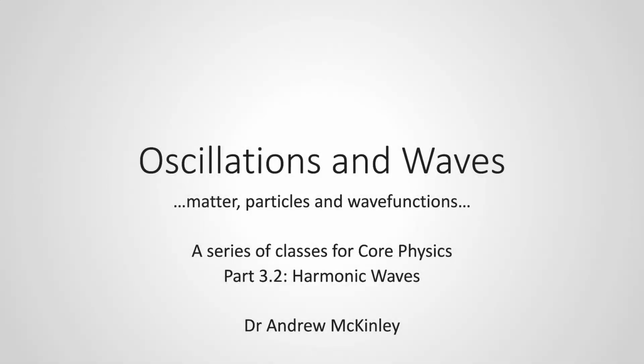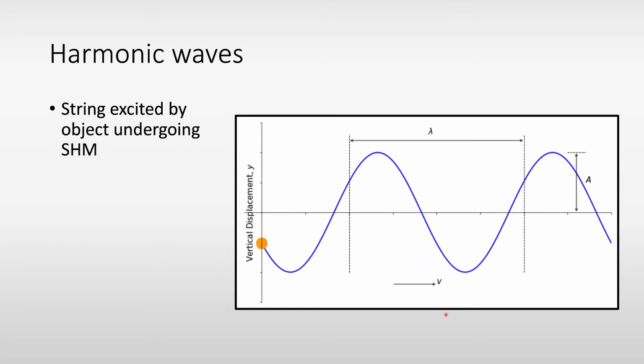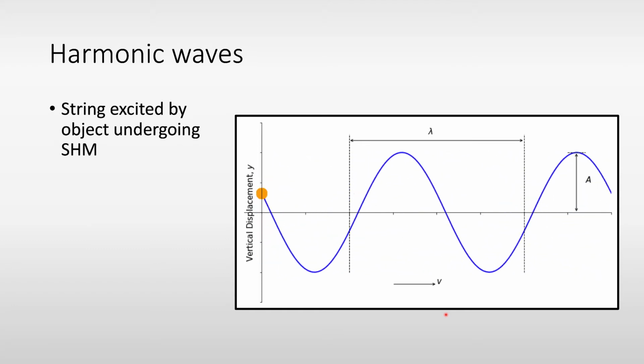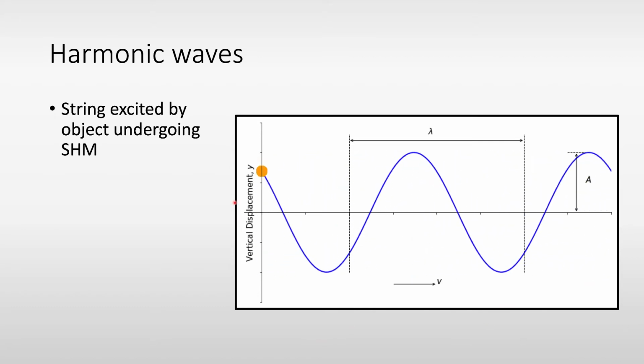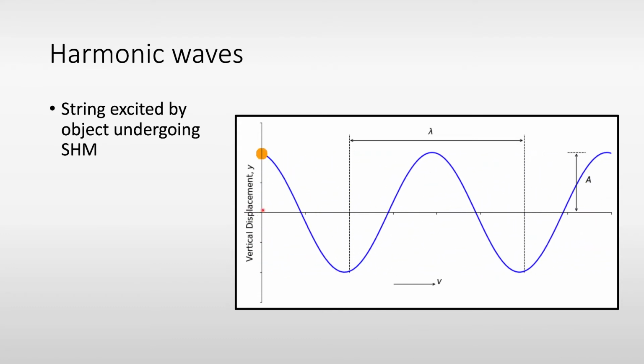We're now going to examine the wave equations using harmonic waves. So harmonic waves are the simplest form of wave we can consider. In essence, a harmonic wave is the form of a sinusoidal disturbance of a string excited by an object undergoing simple harmonic motion. So we have an object somewhere on the string undergoing simple harmonic motion at an origin, which induces this harmonic wave through the string.